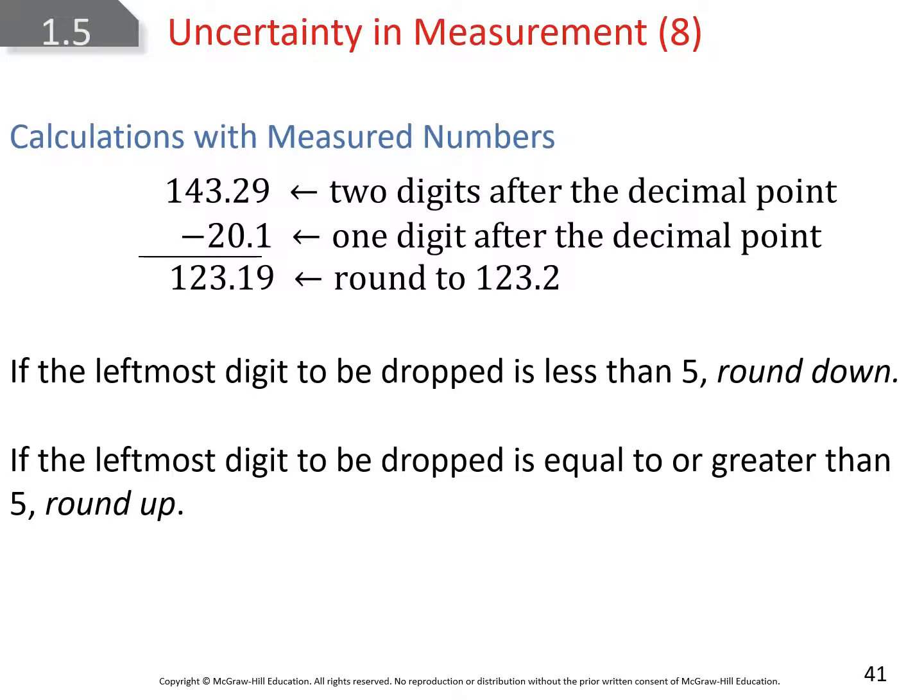Subtraction, the same rules apply. Subtract just like you would normally subtract any other numbers. If this is your number you get, your final answer can only have 1 digit after the decimal, 1 significant digit after the decimal, because the 20.1 limited us.